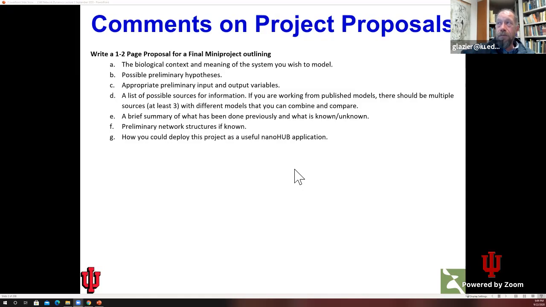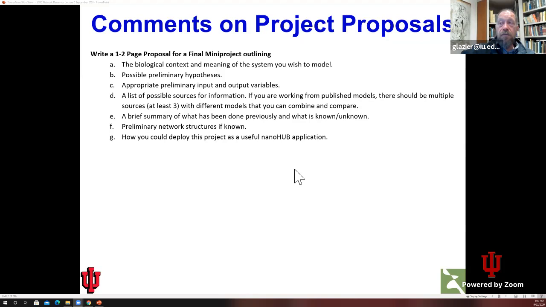Coming back to comments on project proposals, just emphasizing that for people who hadn't had a chance to develop their project proposals as much as they liked, I'd like to have people hand in revised versions for next week. I'm particularly interested in trying to understand what the possible hypotheses and biological context are, and ideally a couple of different possible papers that you could combine to generate something beyond a single replication.